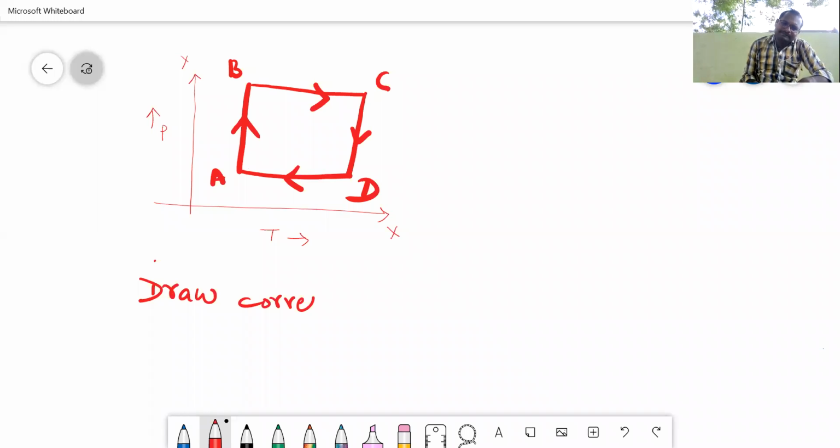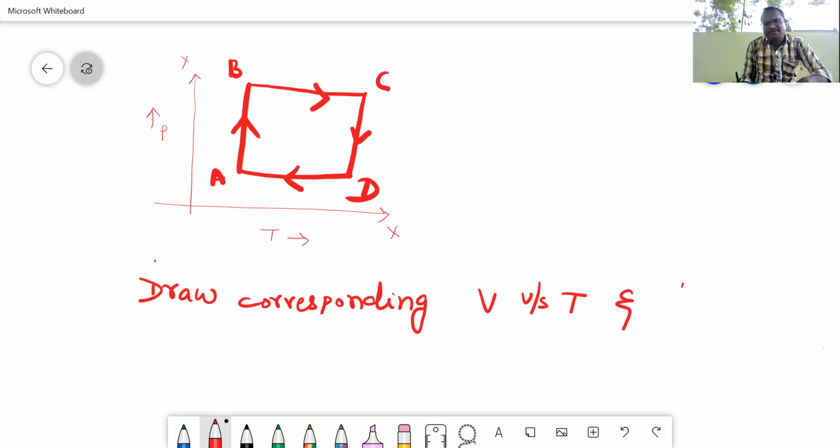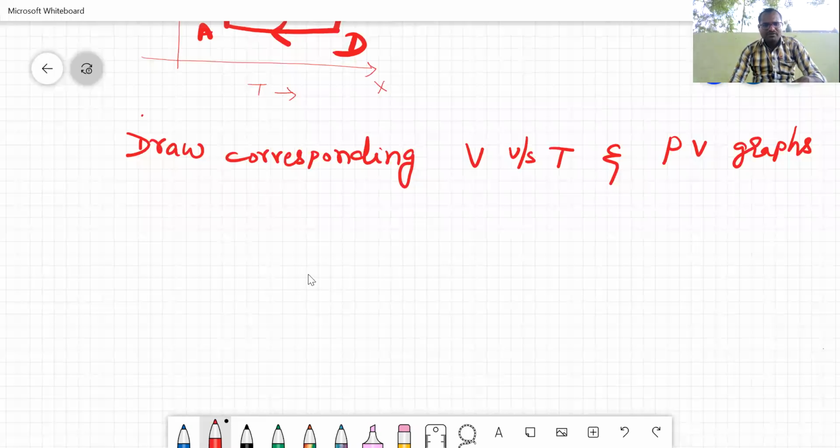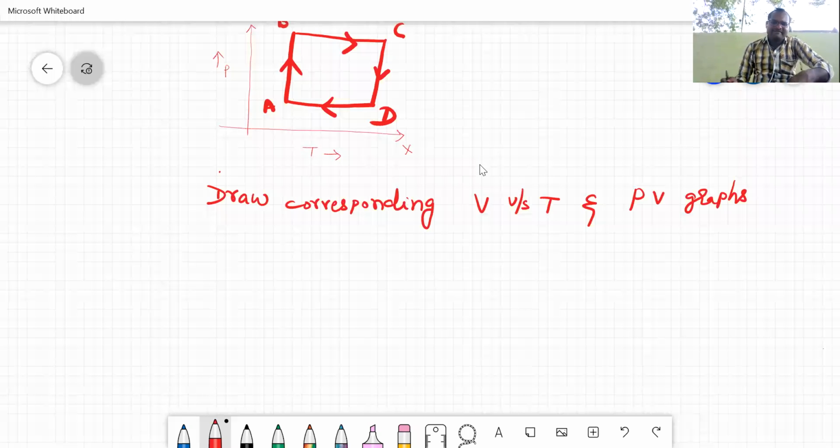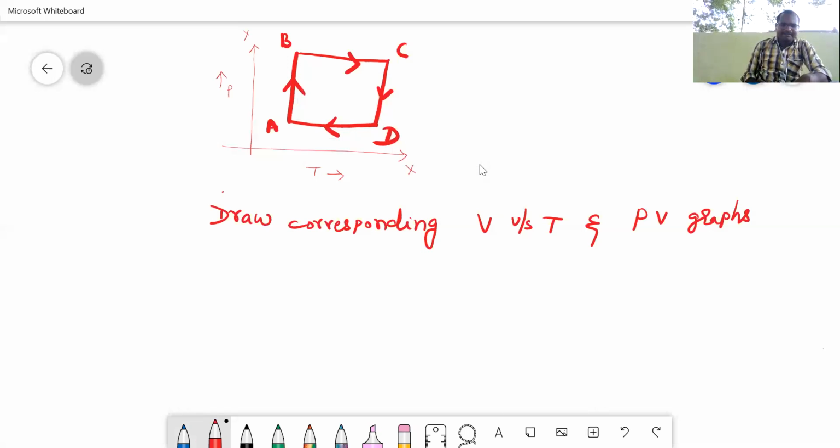Now for this process, you draw the corresponding V versus T and PV graphs. Let us draw this. Clear? Now, before drawing this one, let us see what happened in the processes AB, BC, CD, and DA in this graph. First, let us see what happened to the processes.